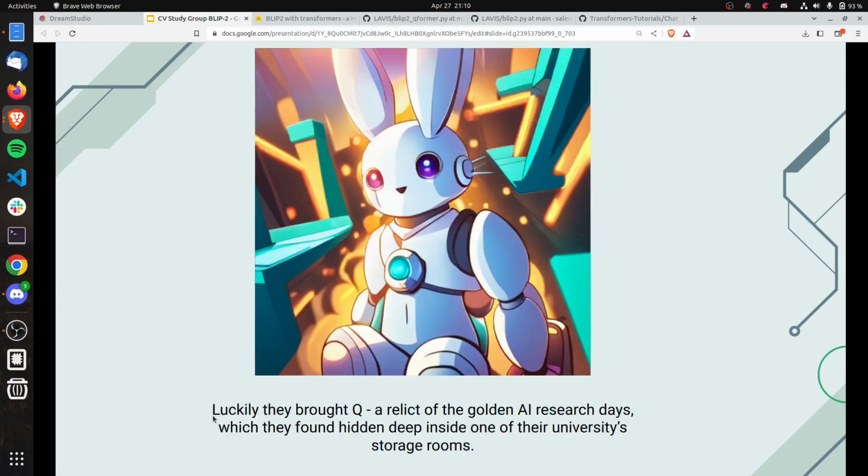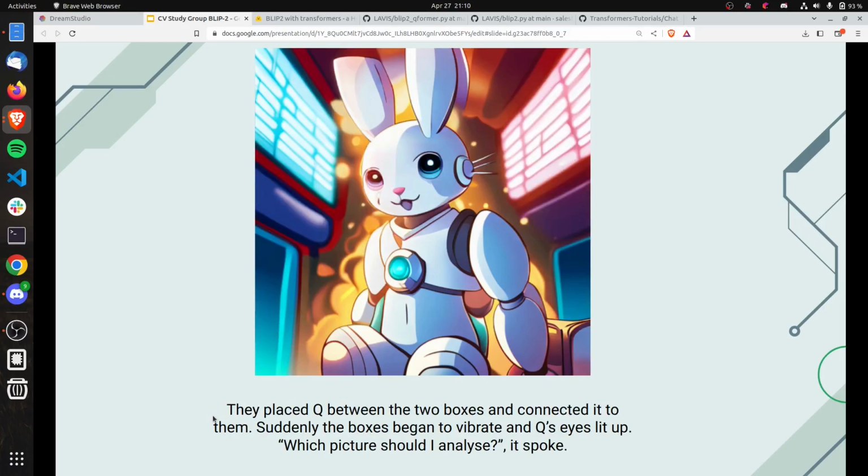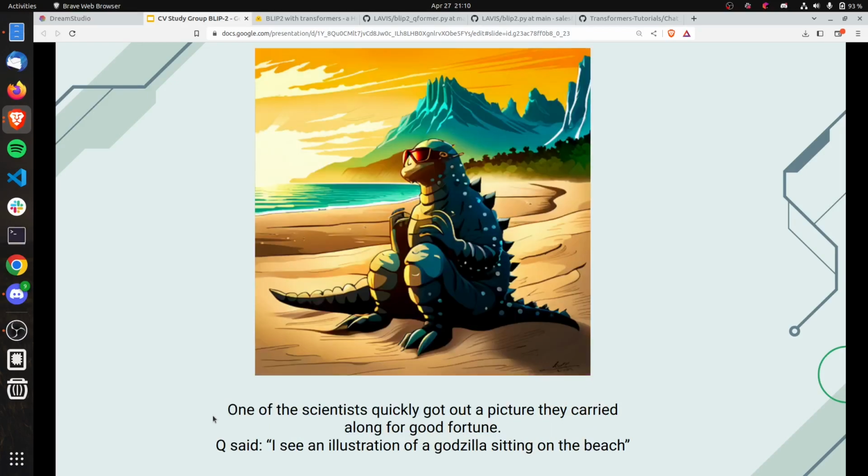Luckily, they brought Q, a relic of the golden AI research days, which they found hidden deep inside one of their university's storage rooms. They placed Q between the two boxes and connected it to them. Suddenly the boxes began to vibrate and Q's eyes lit up. "Which picture should I analyze?" it spoke. One of the scientists quickly got out a picture they carried along for good fortune. Q said, "I see an illustration of a Godzilla sitting on the beach." Which is pretty accurate, right?